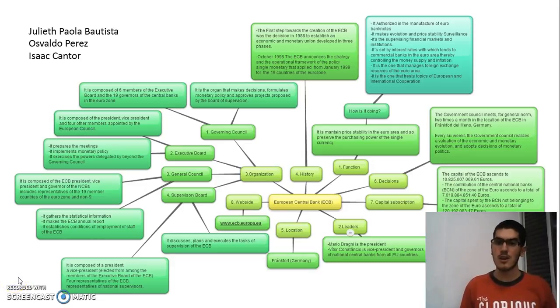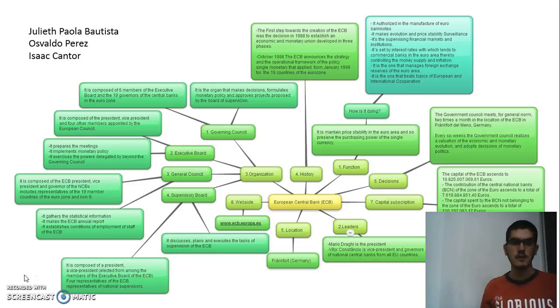Okay, we're going to talk about the organization. It is split in four. The Governing Council. It is the organ that makes decisions, formulates monetary policy, and approves projects processed by the Board. Supervision. It is composed of 6 members of the Executive Board and the 9 governors of the central banks in the Eurozone. Second, the Executive Board. It is composed of the President, Vice President, and 4 other members appointed by the European Council.